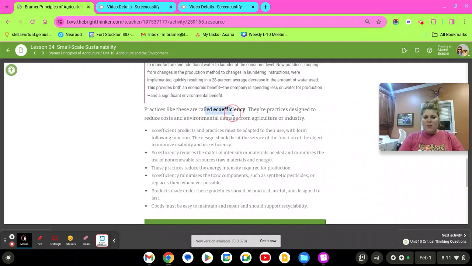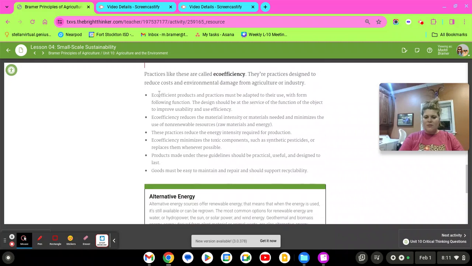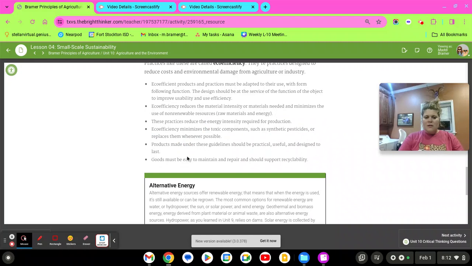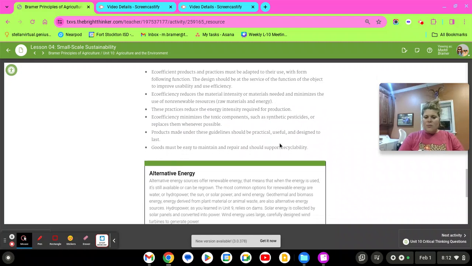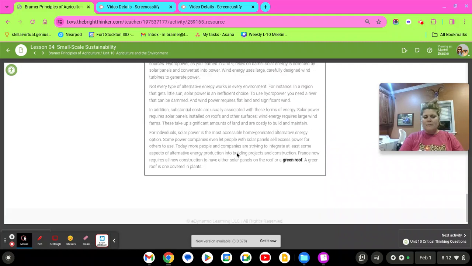Practices like these are called eco-efficiency. They're practices designed to reduce cost and environmental damage from agri-industry. So eco-efficient products and practices must be adaptive to their use, with form following function. It reduces the material intensity, or materials needed, and minimizes the use of non-renewable resources. They reduce the energy intensity required for production and minimize toxic components. Products made under these guidelines should be practical, useful, and designed to last. Goods must be easy to maintain and repair and should support recyclability.